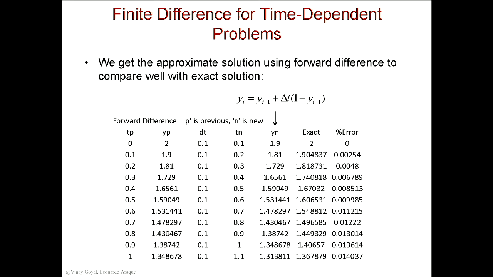I took the previous time as 0. At the beginning, y is 0. Sorry, y at time equals 0 is 2. That was the initial condition, if you remember.